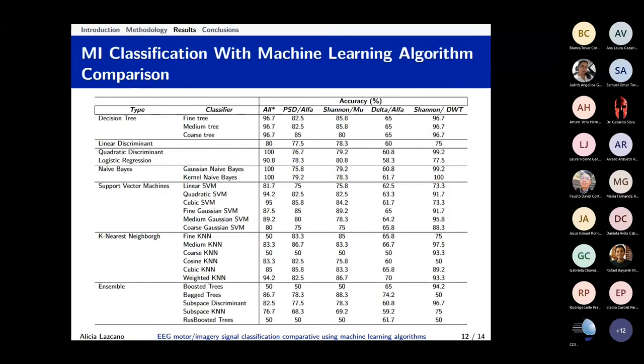Here is the classification with machine learning algorithm comparison. Here is the accuracy using all the available features, where it can reach 100 percent accuracy on the training set with a quadratic discriminant analysis. But using a pair of relevant features, it could achieve accuracy close to the one using all the features. The quadratic discriminant analysis and the naive Bayes have this characteristic.